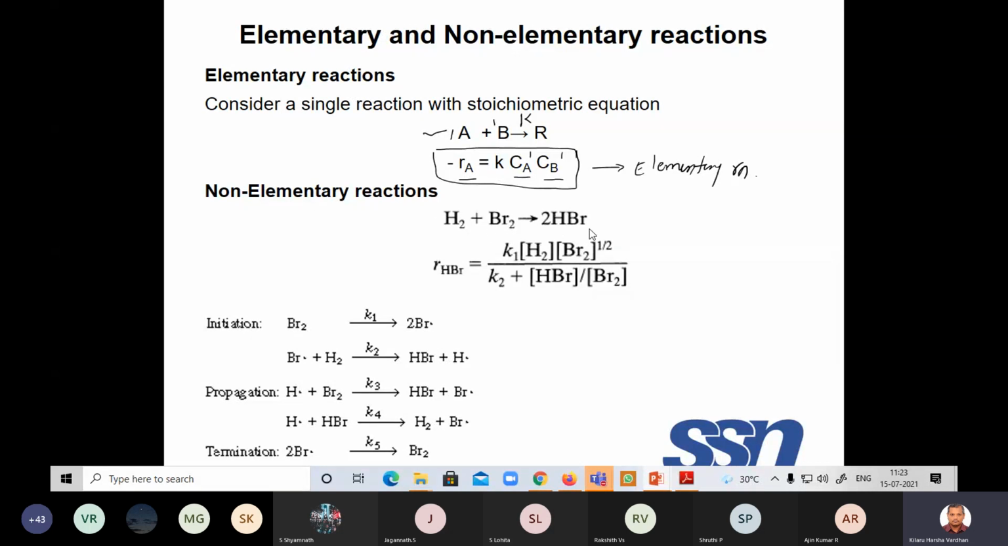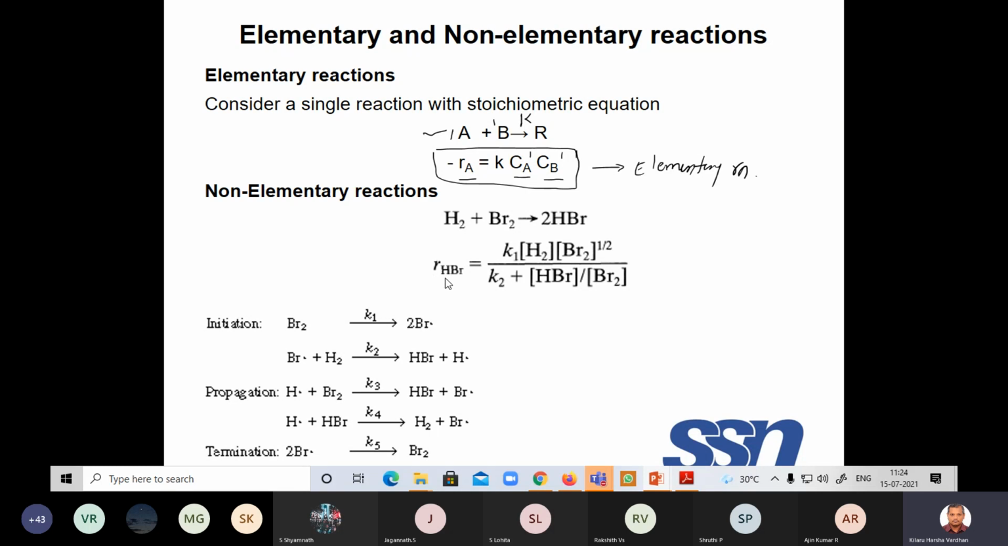H2 plus Br2 gives 2HBr. That is hydrogen plus bromine gives HBr, hydrogen bromide. This is a non-elementary reaction. If it were elementary, then we could write the disappearance of H2, minus r_H2, as k times the concentration of H2 and the concentration of Br2. Right? But this is a non-elementary reaction.